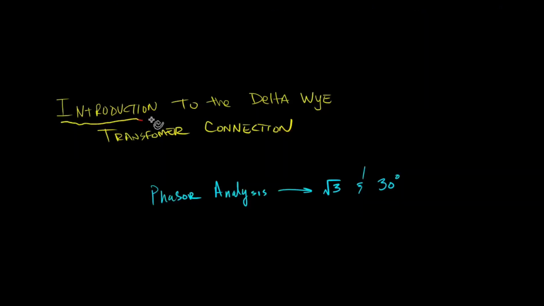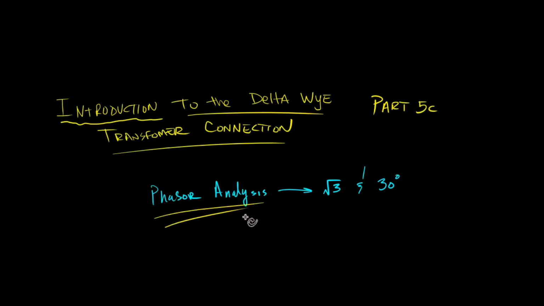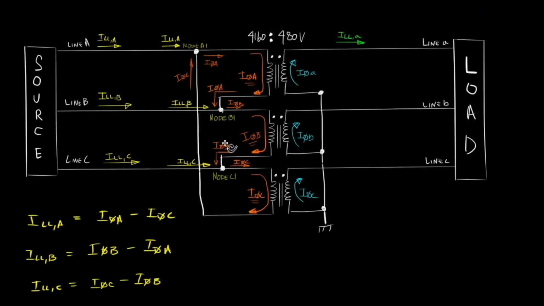Introduction to the delta Y transformer connection, Part 5C. In this part, we'll continue our phasor analysis and look at the relationship between line currents and phase currents. In the last part, we looked at the phasor analysis between line current A and phase currents A and C, and saw that line current A compared to phase current A has a magnitude difference of the square root of 3 and a phase difference of 30 degrees. In this video, let's look at the relationship between line current B and phase current B and see if we get the same relationship.